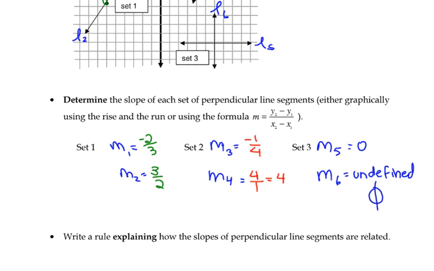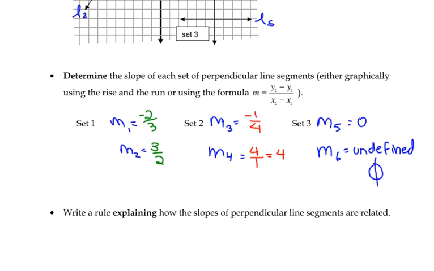Okay, now let's talk about the relationship between our slopes of perpendicular lines. What do you notice? They flip. What's another name for flipping? Ryan? Reciprocal. Remember reciprocal? So they're reciprocal. What else do we notice? Ben? One is negative and one is positive.